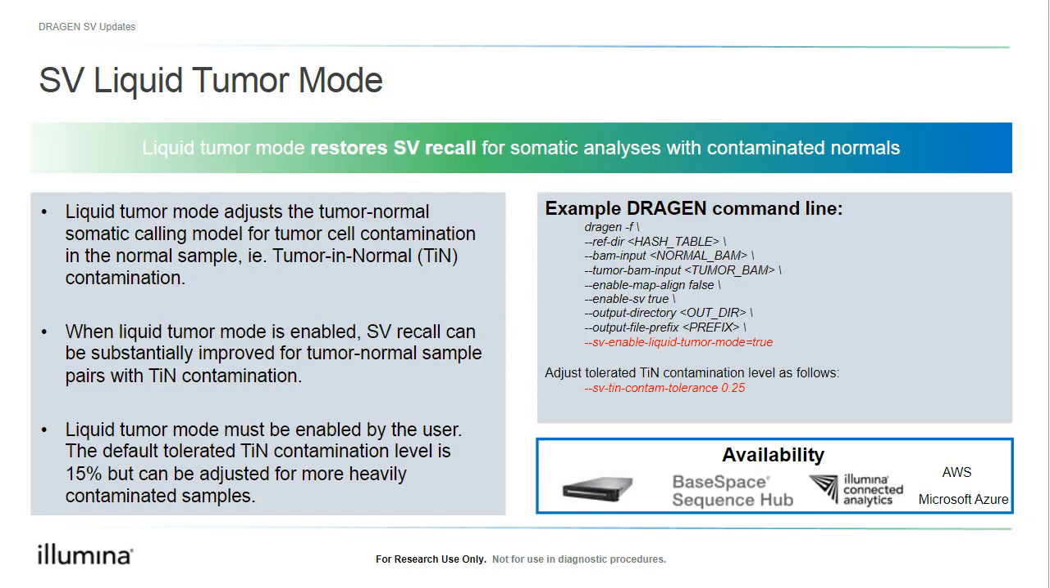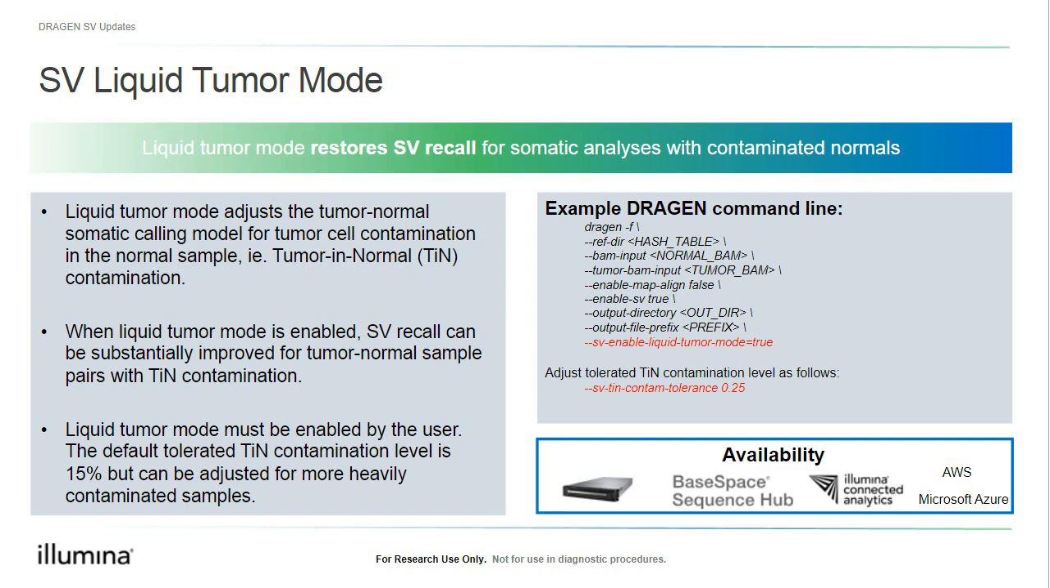So specific to the liquid tumor mode, it basically helps to restore some SV recall for somatic analysis when you have contaminated normals. The liquid tumor mode adjusts the tumor-normal somatic calling model for tumor-in-normal contamination. When it is enabled, SV recall can be substantially improved if you have high tumor-in-normal contamination. Today, the liquid tumor mode must be enabled.